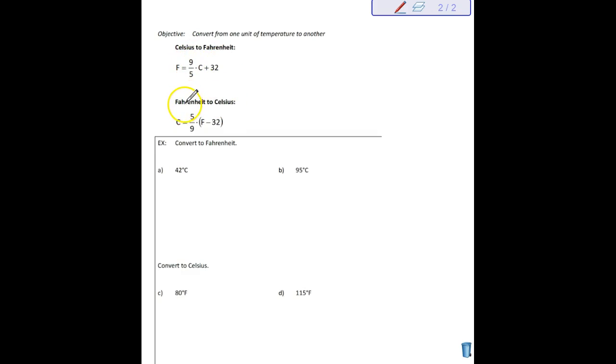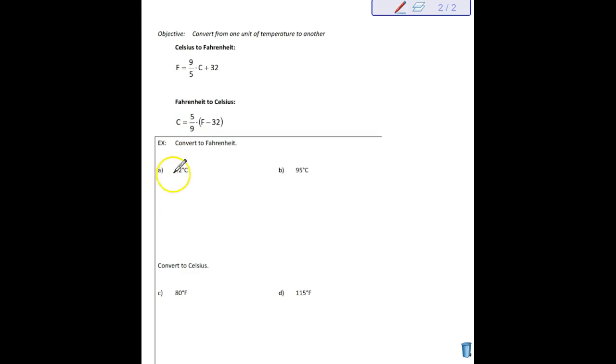Versus if you want to convert from Fahrenheit back to Celsius, you're going to do 5/9 times, and then in parentheses, your Fahrenheit minus 32. We have to do that first because order of operations says we do inside the parentheses first. So we would take Fahrenheit minus 32 and then multiply times the 5/9.